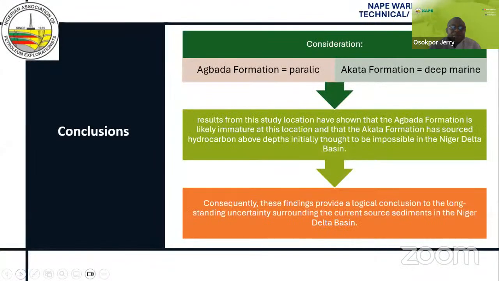Okay. So the sediments of the Agbada Formation are not stratigraphically thick enough to source the volume of liquid hydrocarbon we have in the Niger Delta Basin. And so this work stands for the Akata Formation as the matured source in this part of the Niger Delta Basin, while other studies continue to go. Next slide.